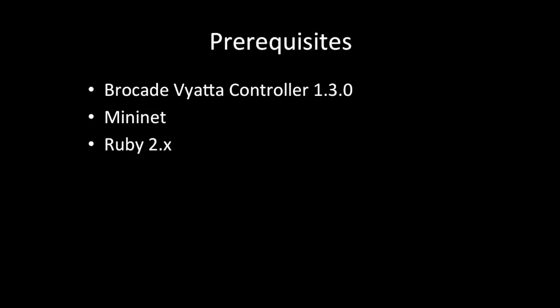One is you've installed the Brocade SDN Controller 1.3. The other is that you've installed Mininet and connected it, or some OpenFlow switch. And then finally that you have Ruby 2.x or greater. There's links up there in the upper right corner for the install of Brocade and Mininet. For Ruby, just see below the video.